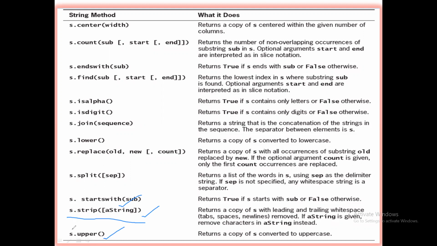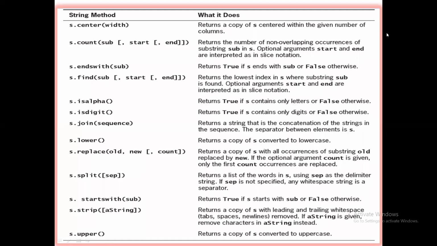And finally, s dot upper method converts a given string into uppercase string. And always remember that s dot upper will not alter the original string s. Instead, it produces a new string as uppercase string equivalent to the original string. So you need to understand this point, s dot lower and s dot upper, how they work without changing or altering the original string.